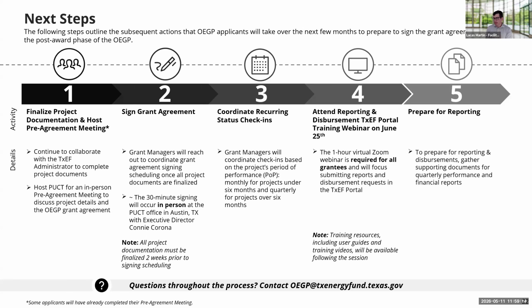And then lastly, reporting and disbursements will start in July for those folks that are part of assigned group one, then in August for assigned group two, and then September for assigned group three. I think that's the right way in which the calendar works, so I just want to make sure I was mentioning that right.